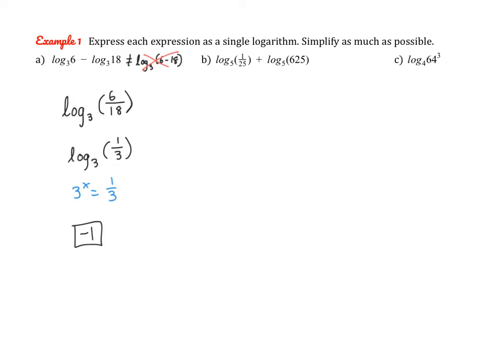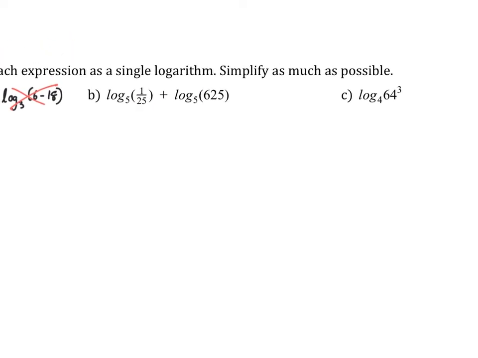Okay, let's look at this next one. Here we have the sum of two logarithms. So remember, don't fall into the trap, this is absolutely not equal to log base 5 of 1 over 25 plus 625. That's not how we condense. So we're going to use that product property. So it becomes the log base 5 of, we're going to multiply these two within a single logarithm. So 1 over 25 times 625.